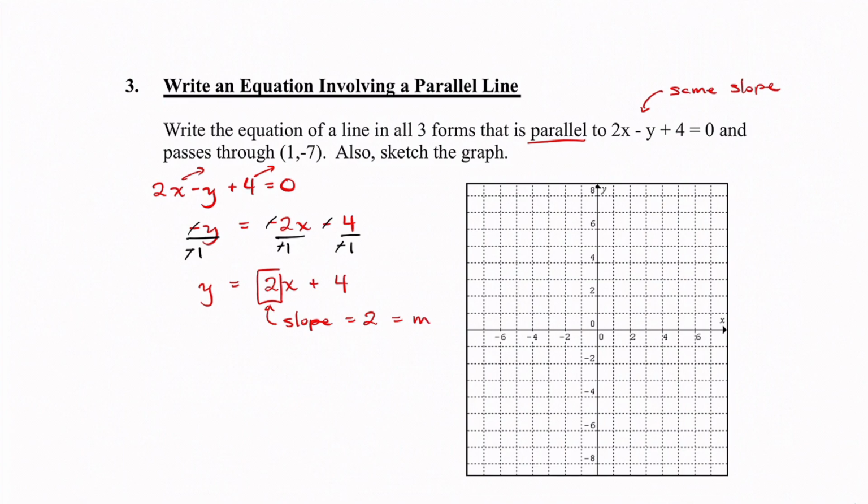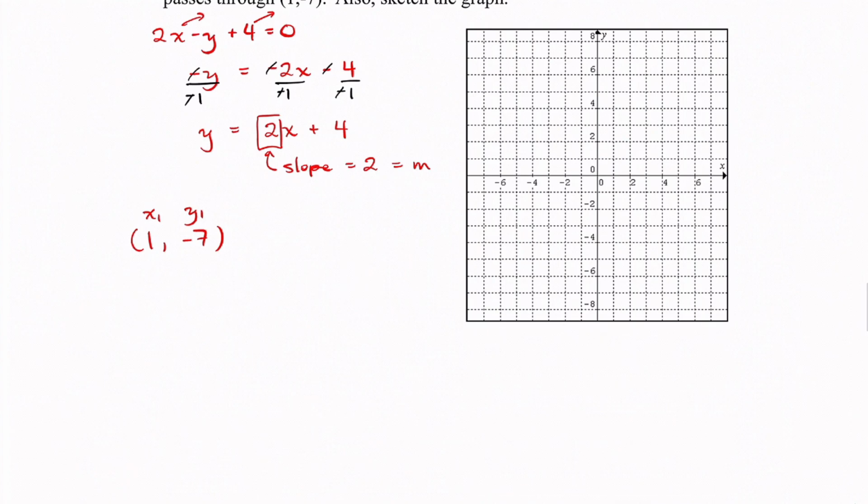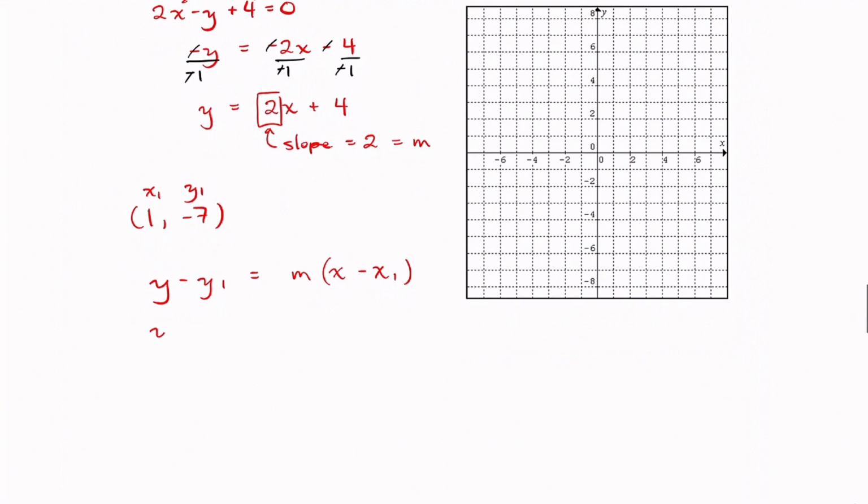So I now know what m is, and we were also given this point up top right here. Whenever we were given a point, I'm just going to write it down here, 1 and negative 7. You want to label the point, so I'm going to call it x1, y1. We had done this in our last video when we had slope and a point. What we did was we put it into our slope point form. And our slope point form was y minus y1 equals m times x minus x1. And then I'm just going to fill that in with the point and the slope that we had. So we're going to have y minus, and y1 was negative 7, equals, m was a 2, times x minus, and x1 was a 1.